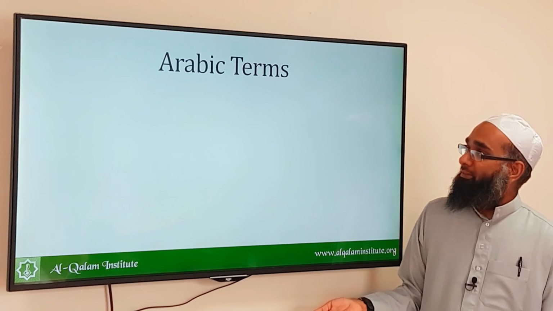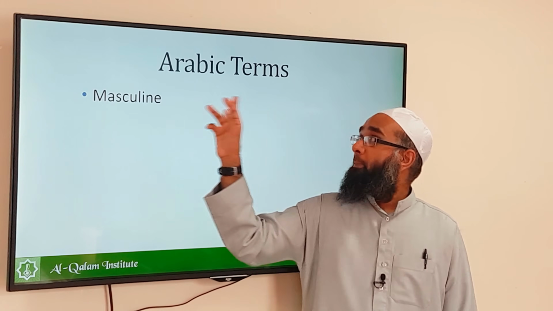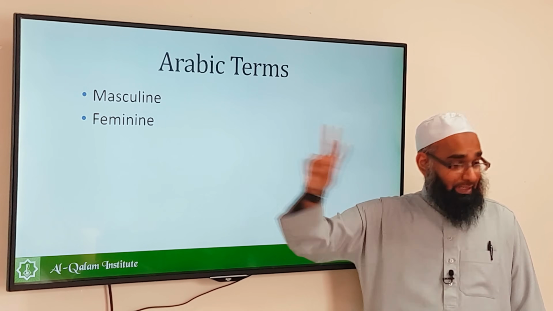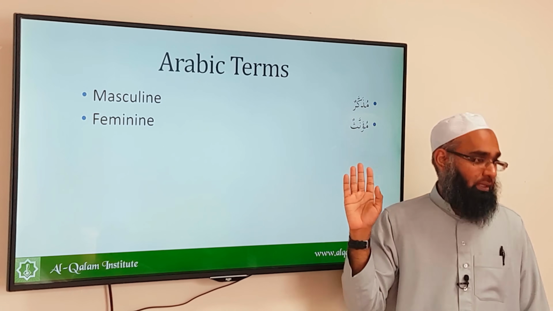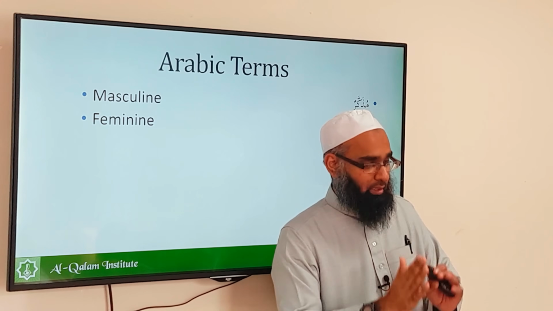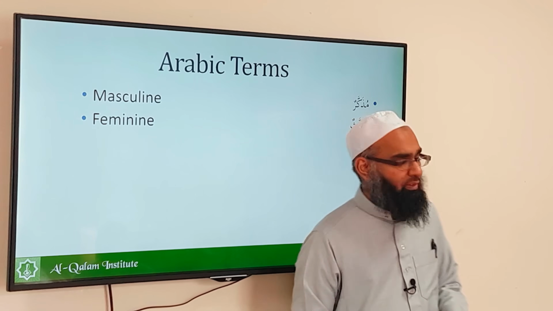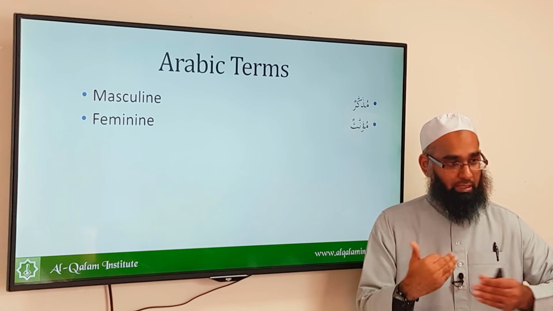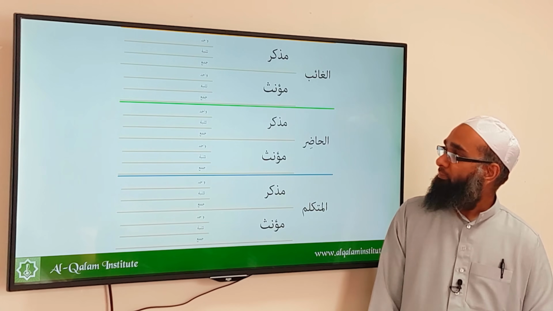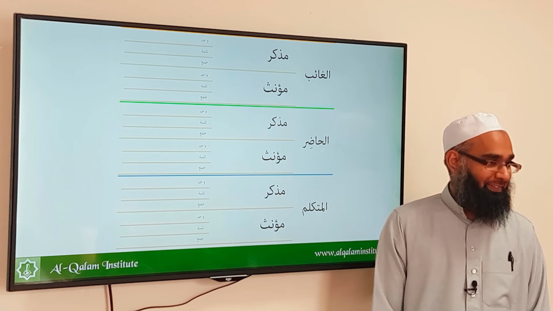So now our table, if it's masculine, we call it what? Masculine and feminine. We can deal with two aspects now. Masculine is called mudhakkar and feminine is called mu'annath. These terms will be discussed slowly in the nahwa. Okay? Even if you remember the English terms now, it will be enough. But you have to get used to the terms slowly as we go along. Okay? So this is what we end up with.